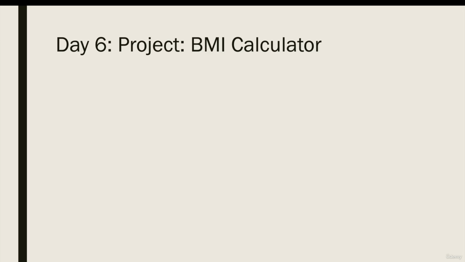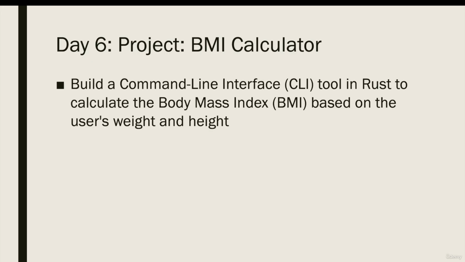Welcome to day 6. Today's project is BMI calculator. What we will be doing is building a command line interface (CLI) tool in Rust to calculate the body mass index, which is BMI, based on the user's weight and height.